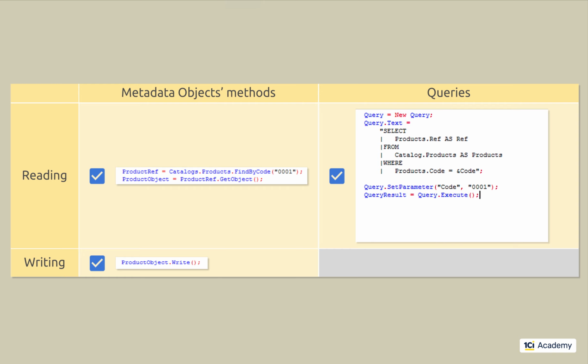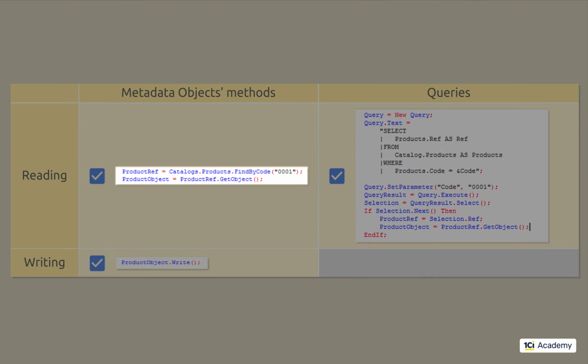and downloading the resulting record set from the database. Then I need to fetch the first and the only record from the record set. And only then I can get the reference and read the object. Looks like an unjustifiable overkill, comparing to this very compact piece of code here.